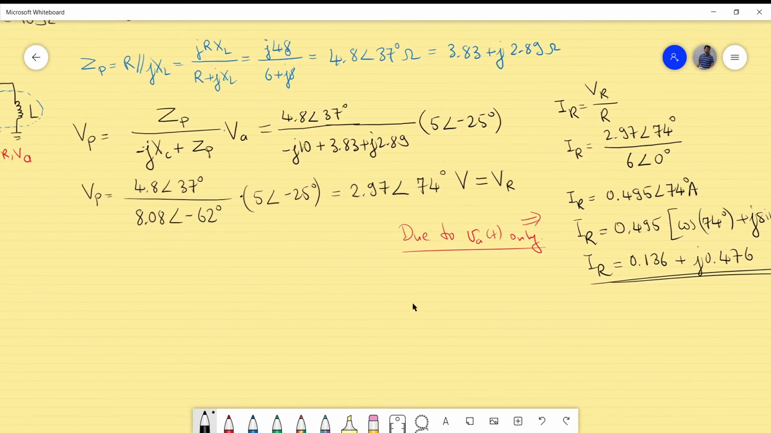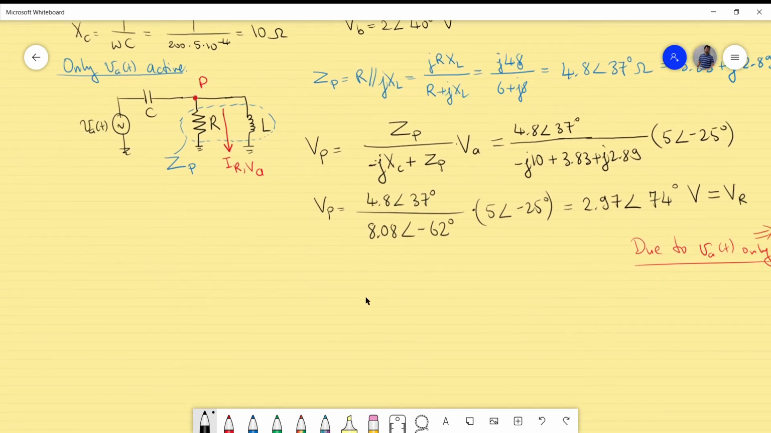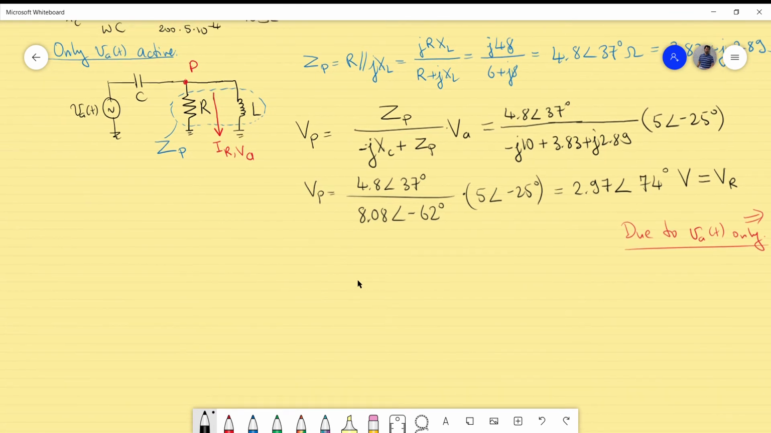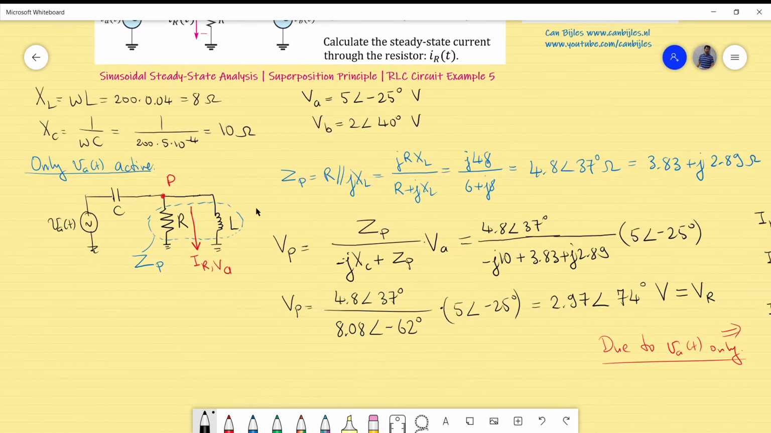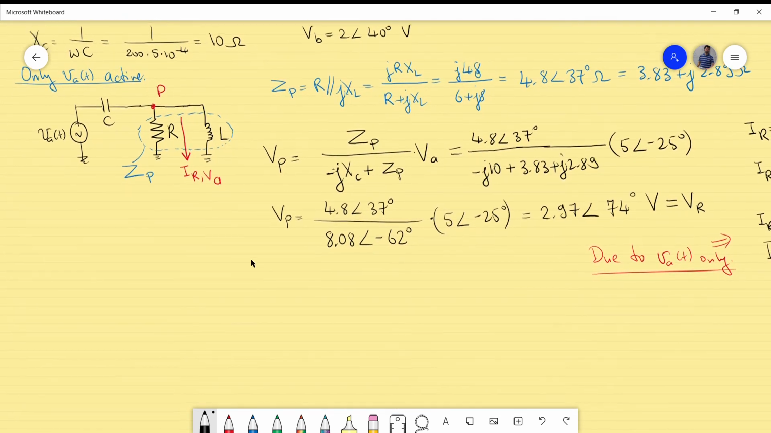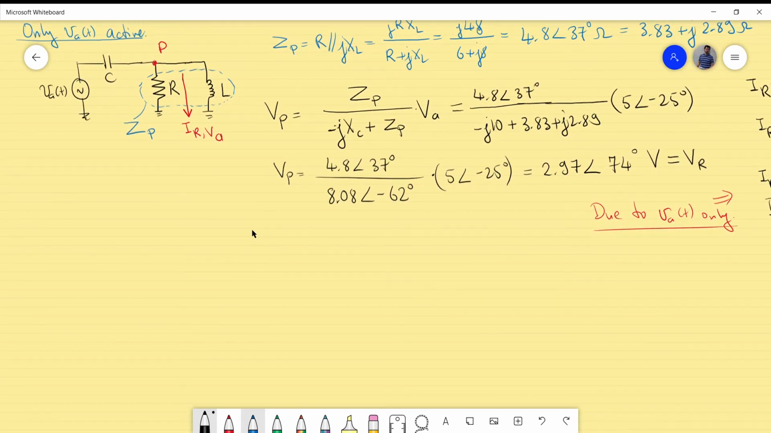So if I now continue with the calculation for only VB, I'm actually done for VA. So what is actually VB only active? If this is only active and this is disabled, this will be a short. So I will see the C and the R as a parallel form, and then I will see the first inductor and then the parallel form of the capacitor and the resistor. So let's move on with only VB active.